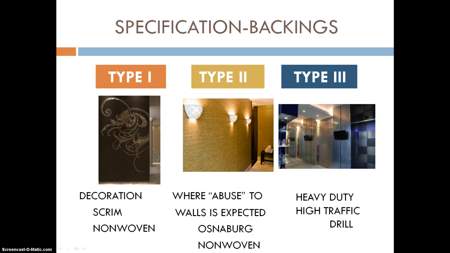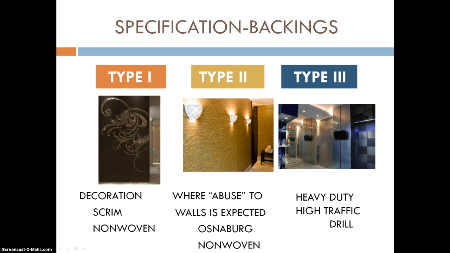To start, there's type 1, and this is used for residential and commercial, but it's mostly just for decoration wall covering and for wallpaper only. There's two types, there's scrim and non-woven. Scrim is a general lightweight polycotton backing, and non-woven is also lightweight. It's a polyester cellulosic backing, and this construction provides better print registration than scrim while also offering limited pattern distortion.